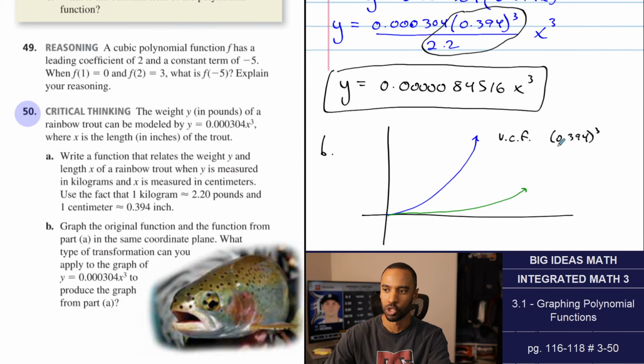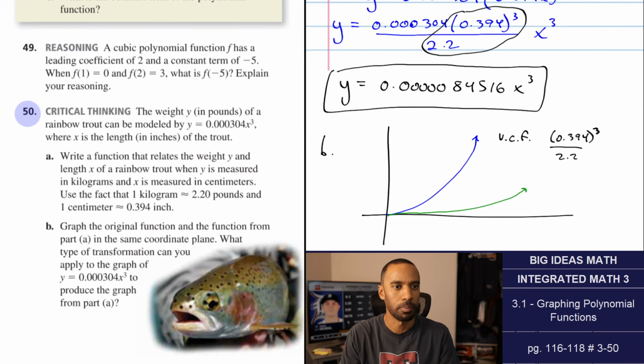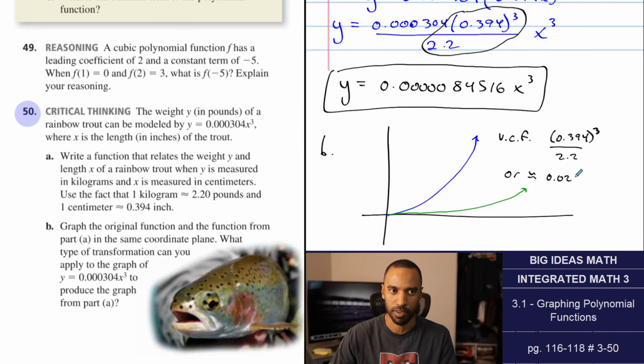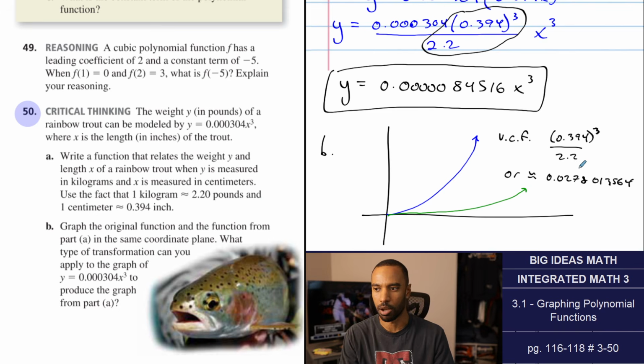0.394 cubed over 2.2, right? That's what we multiplied to get there. So let me see if there's a clean version of that number. Probably not. 0.394 cubed alone is, oh, maybe. Numbers not great. I'd say the stretch factor, or compression factor, is about 0.278, 0.13564, right? It's not great, but you're dividing by almost 50, nearly. 45, 50, something like that. So that's my answer to that.